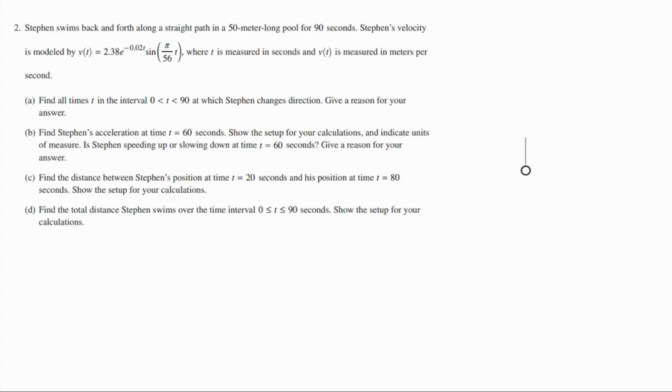Alright, welcome. Let's work Calculus AB number 2 from 2023. So Stephen's swimming back and forth along a straight path, so this is going to be a straight line motion problem. Stephen's velocity is modeled by v of t, where t is measured in seconds and v is measured in meters per second. Alright, so we're going to be finding all times t at which Stephen changes direction, and we're going to give a reason for our answer, but I think this would be easiest if we brought in a calculator.